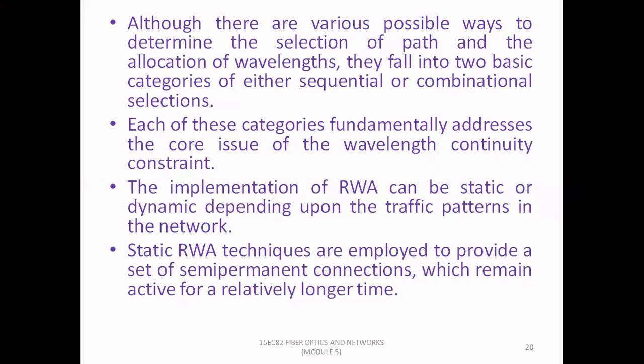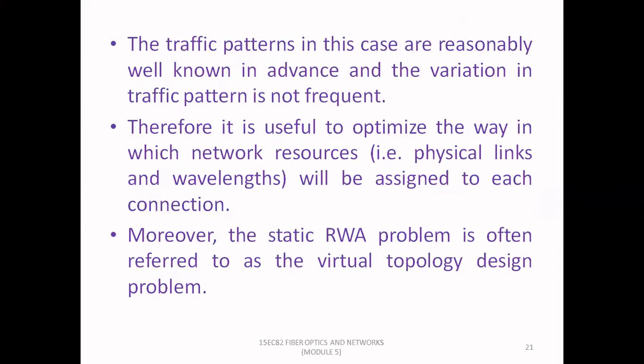Although there are various possible ways to determine the selection of path and the allocation of wavelengths, they fall into two basic categories of either sequential or combinational selections. Each of these categories fundamentally addresses the core issue of the wavelength continuity constraint. The implementation of RWA can be static or dynamic depending upon the traffic patterns in the network. Static RWA techniques are employed to provide a set of semi-permanent connections which remain active for a relatively longer time. The traffic patterns in this case are reasonably well known in advance, and the variation in traffic is not frequent.